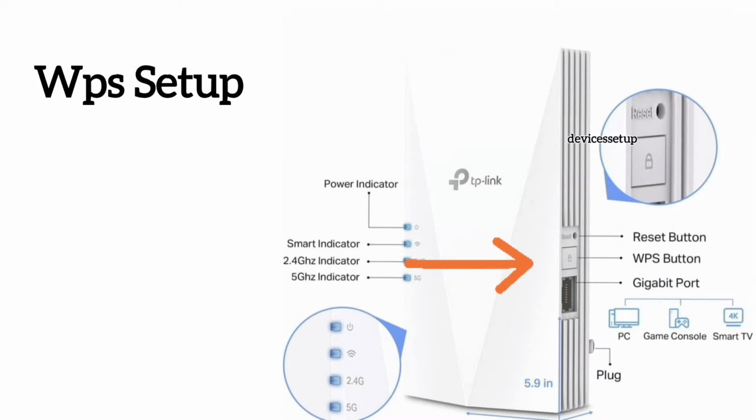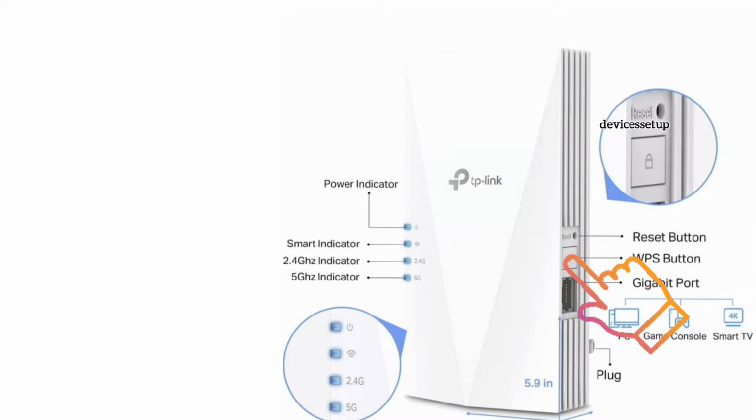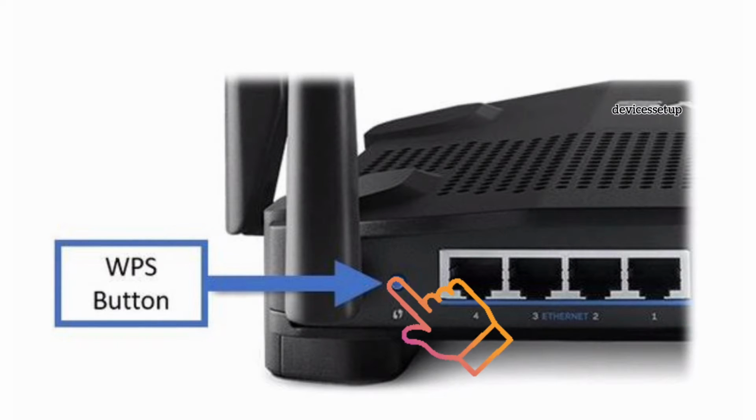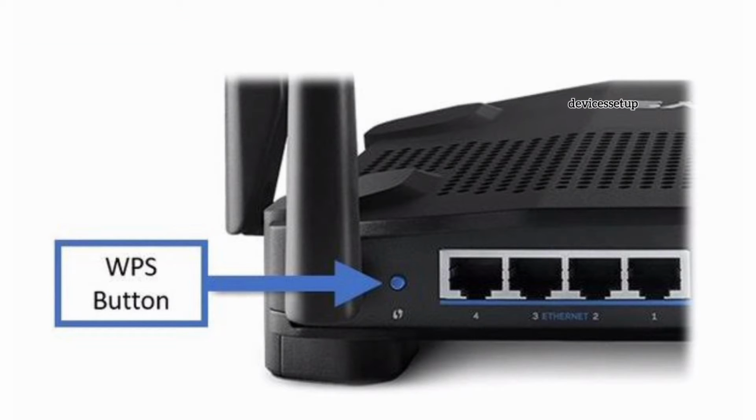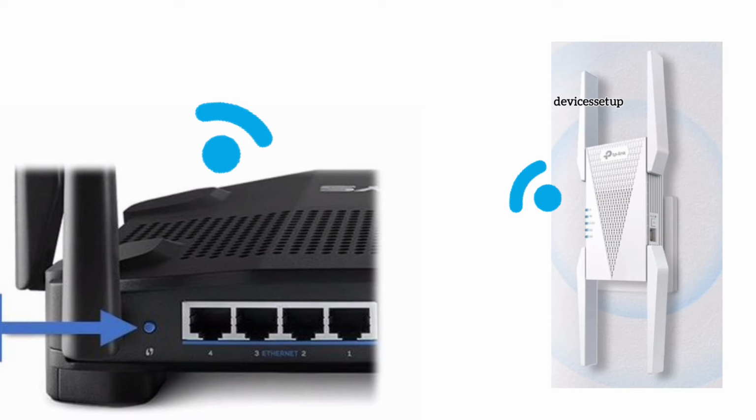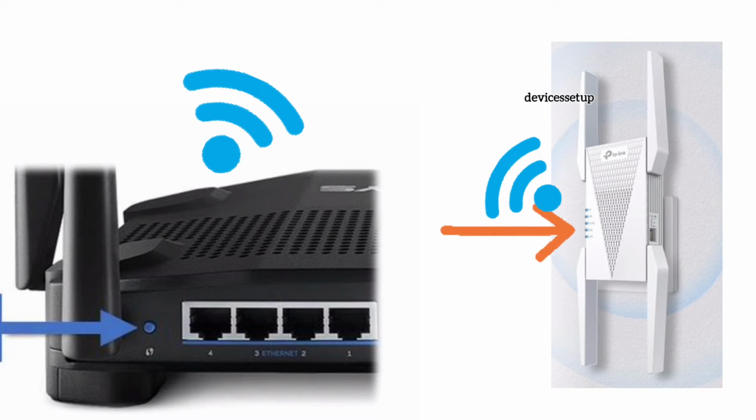In this, you will have to press the WPS button on the extender for around 2 seconds. Then within 2 minutes, press the WPS button on the router. You can check the video in the description if you can't find the WPS on the router. Now within 60 seconds, the extender will get connected to the router. The solid WPS light on the extender confirms a successful setup.